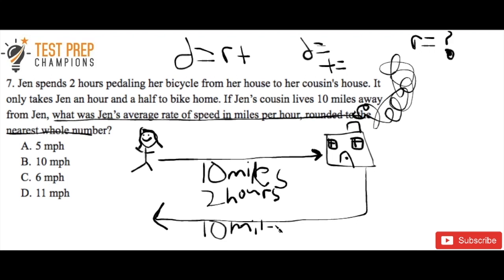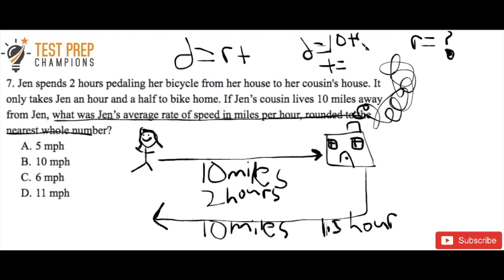Okay, and so it says that it took her an hour and a half to bike home. So it took her 1.5 hours to bike back home. So maybe she had a Red Bull or an energy drink or whatever, but for whatever reason, she rode back a lot faster. So now when we add up our distance and our time here, we've got to factor in everything. So we would do 10 plus 10 here, right? Because we're looking for the average rate of speed during the whole entire trip, right?